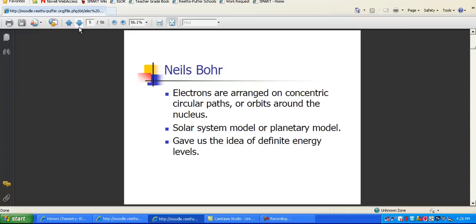It was actually his graduate student, his name was Niels Bohr, who then, probably the most familiar model of an atom that we have grown up with, arranged these electrons in a concentric circular path called orbits around the nucleus. If you've ever drawn a solar system model or a planetary model for an atom, you've drawn a Bohr model for the atom. With the first ring around the nucleus, we placed two dots for the first two electrons. We drew a second ring around the nucleus that had up to eight more electrons. We drew a third ring around the nucleus that had up to eight more electrons.